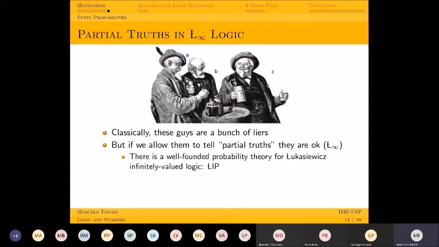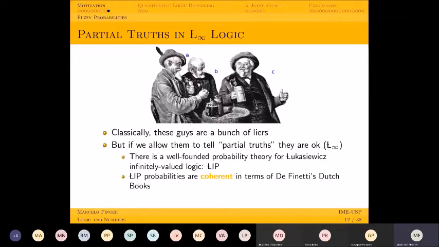There is a model for each of them being there, at least two of them being there every night, and each of them coming only 60% of the night. So if you change the underlying logic, what was false beforehand, now it's kind of consistent. We use Lukasiewicz infinitely valued logic because this is a logic with a very well-founded, well-developed probability theory. And we use that theory and the results of that theory.